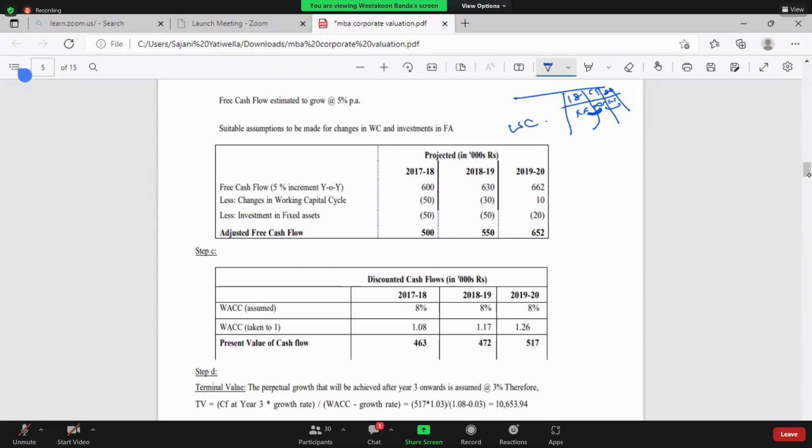From this net profit, we have to eliminate the investment in fixed assets. Here the fixed assets are also indicated: 50,000, 50 million, or 50,000, 20,000. So after deducting both of these investments, the adjusted free cash flow is 500,000, 550,000, 652,000.